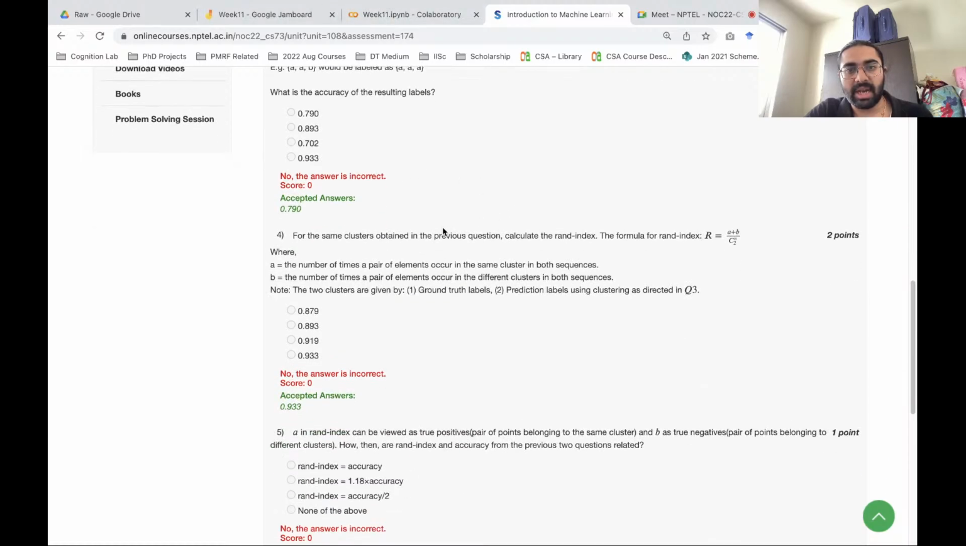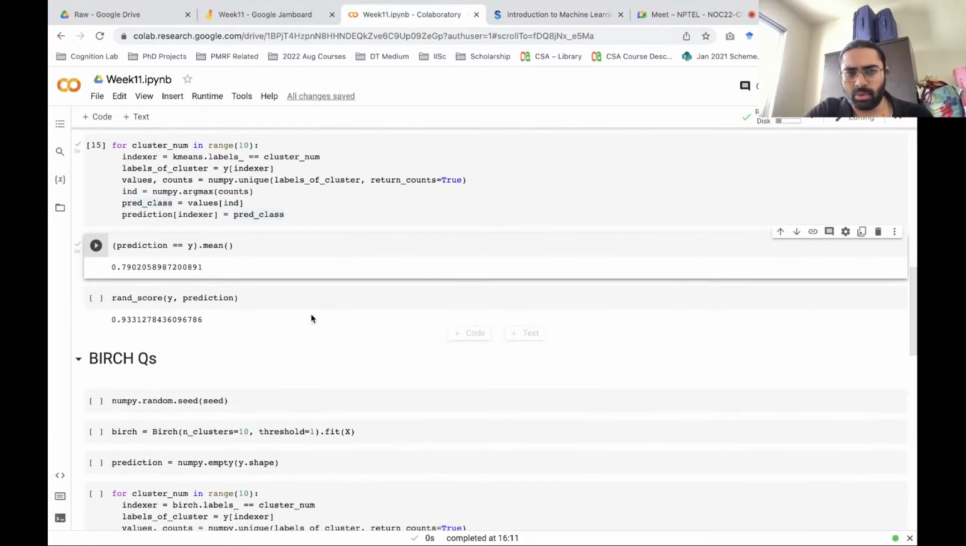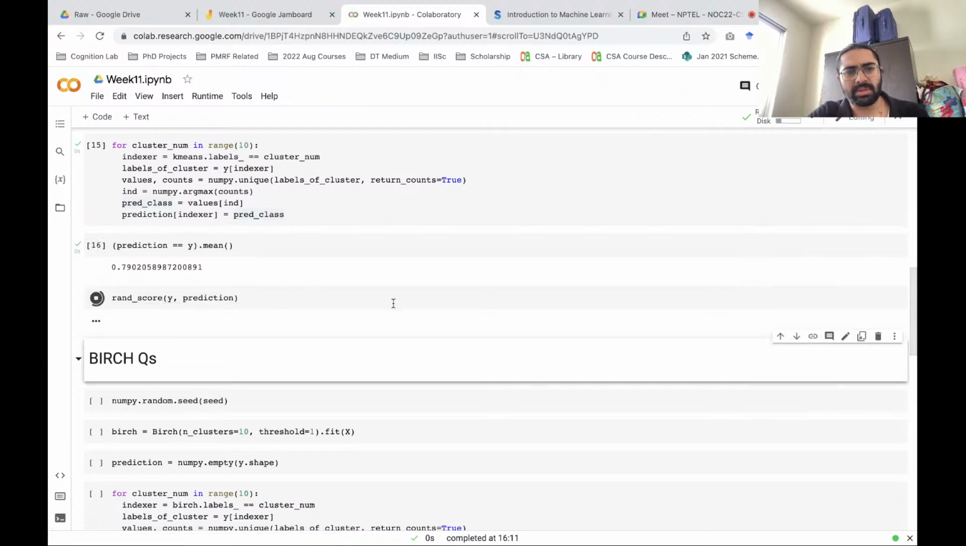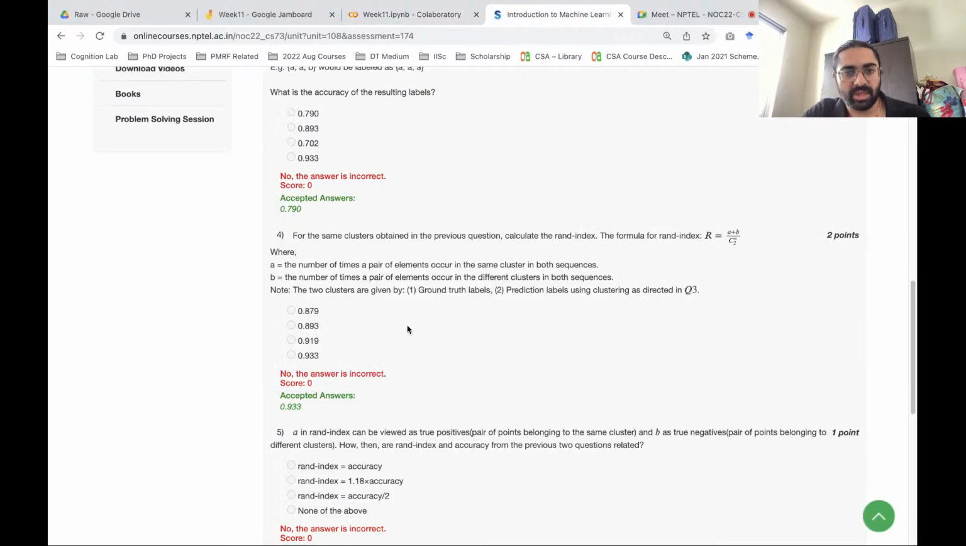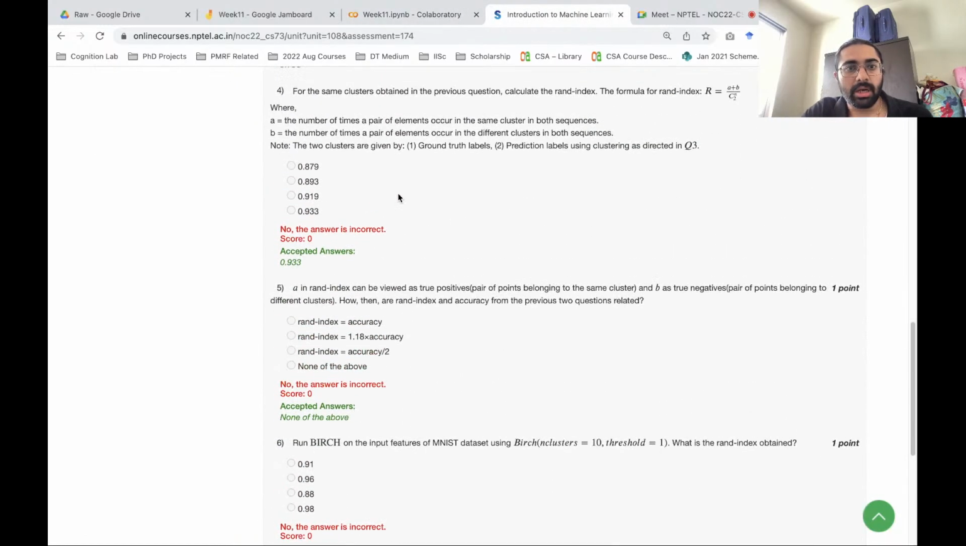The second thing is about the rand index. You can either code it up, or scikit-learn already has a method called rand score, so you can use that to understand what your rand score should be. So that's your 0.933, which is the answer here.